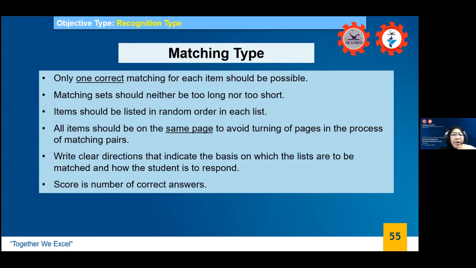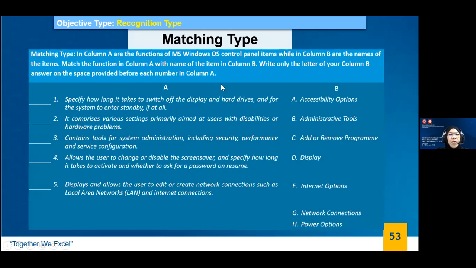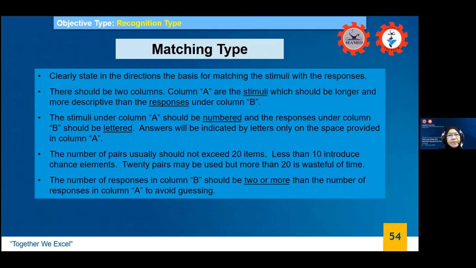And then write clear directions to indicate the basis on which the lists are to be matched and how they are to respond. And the score is the number of correct answers. So meaning to say here, this will be your direction. It should be very clearly and simply written so your students can easily follow.